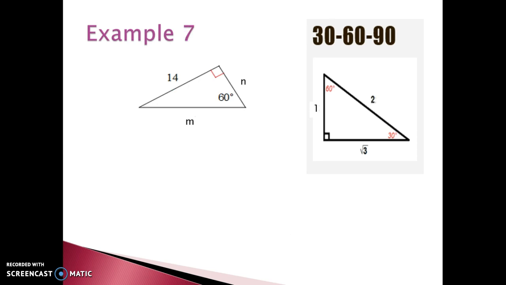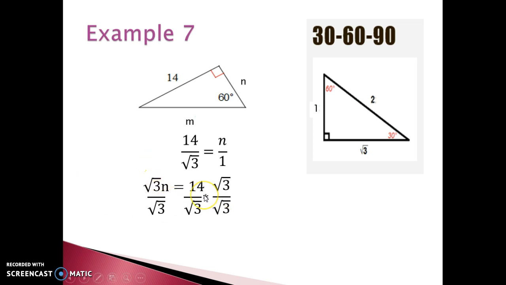Here's our last example. Set up a proportion. 14, which is the long leg of the new, over the square root of 3, long leg of the original, is equal to n, the short leg of the new, over short leg of the original, 1. Cross multiply. You get square root of 3 n is equal to 14. I have to divide both sides by the square root of 3. I can't keep that square root of 3 on the bottom, so even though this one cancels, I have to multiply this one by the square root of 3 over the square root of 3, which gives me n is equal to 14 square root of 3 divided by 3.